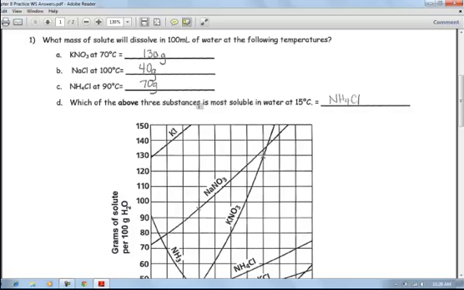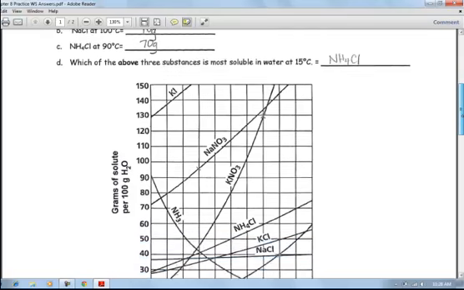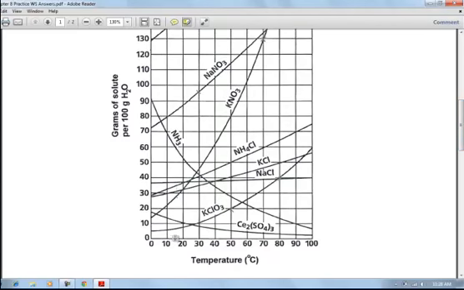And then of those three substances, which one is the most soluble at 15 degrees? So here would be about 15 degrees, and if I go up, then I can find out that it's going to be the NH4Cl, because it's the one that is the highest line.